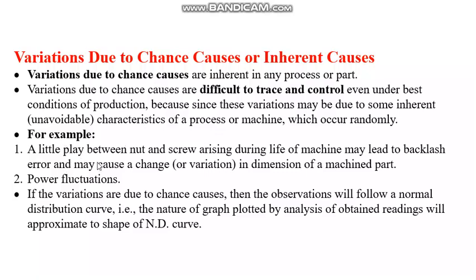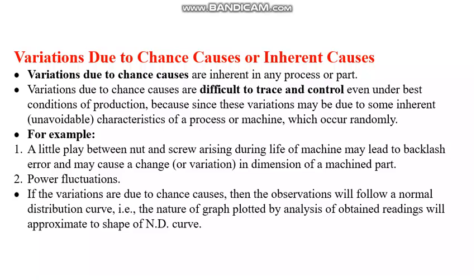You see, a little play between nut and screw arising during the life of a machine may lead to a backlash error and may cause a chance variation, or variation in dimension of a machined part. And another reason could be power fluctuations, which may also bring some kind of variations into the system. Okay, so these are the examples.